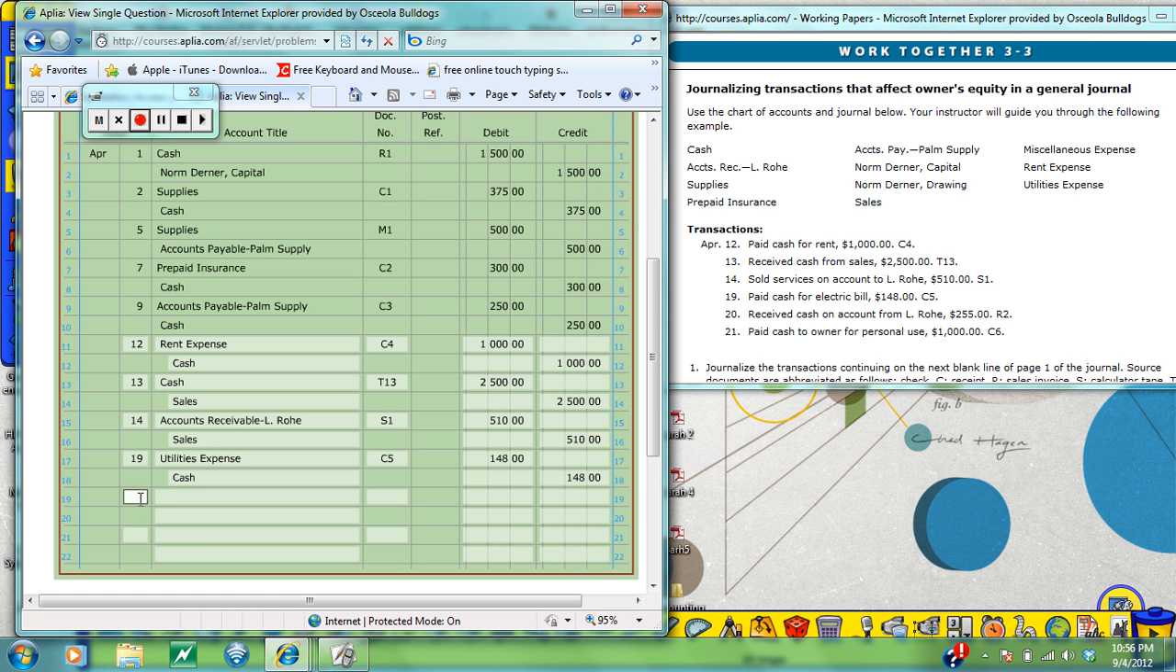On the 20th, received cash on account from Elro, $255, receipt 2. Okay, so if we look up here, now we're getting cash. So cash is increasing. And accounts receivable is going down. They're paying off their bill. Their bill has to decrease.